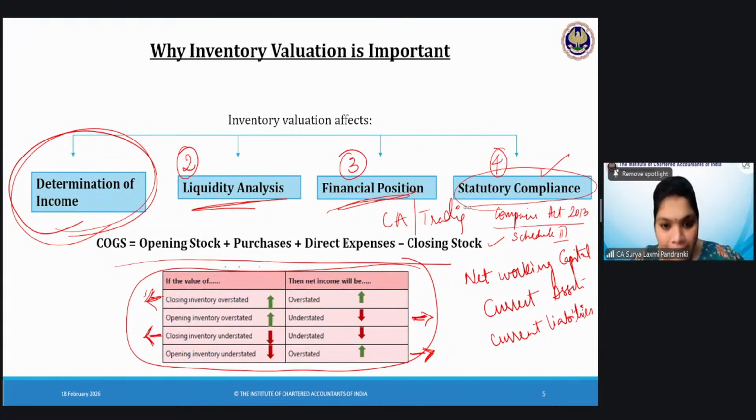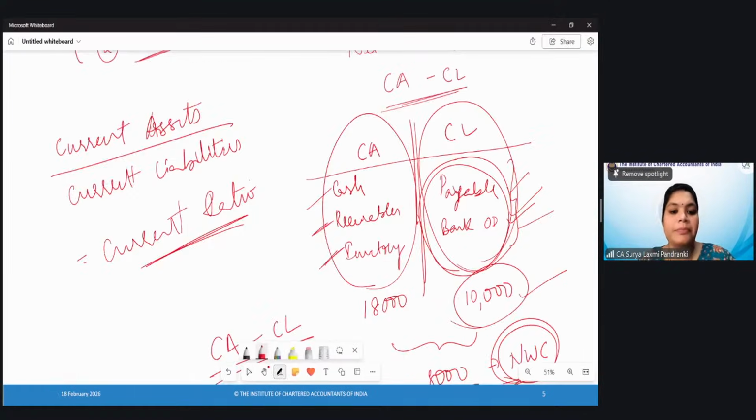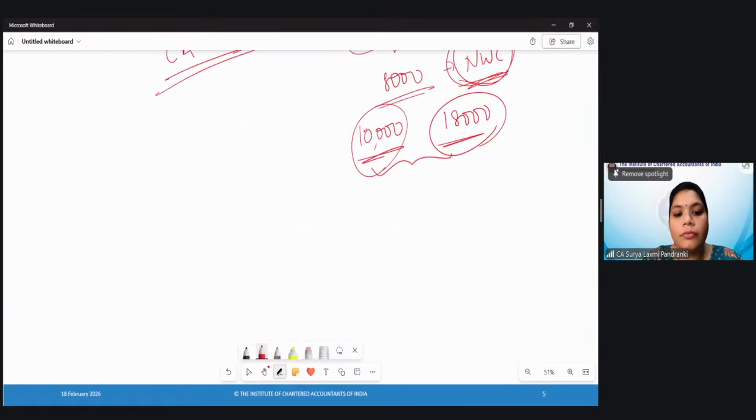I just wanted to know what is the ideal current ratio? What's the ideal percentage? As per the industry norms, anything more than 1 is ideal. More than 1 means what? Suppose, given this example, you have current assets of 10,000 and current liabilities of 10,000. This will give you 1, correct?